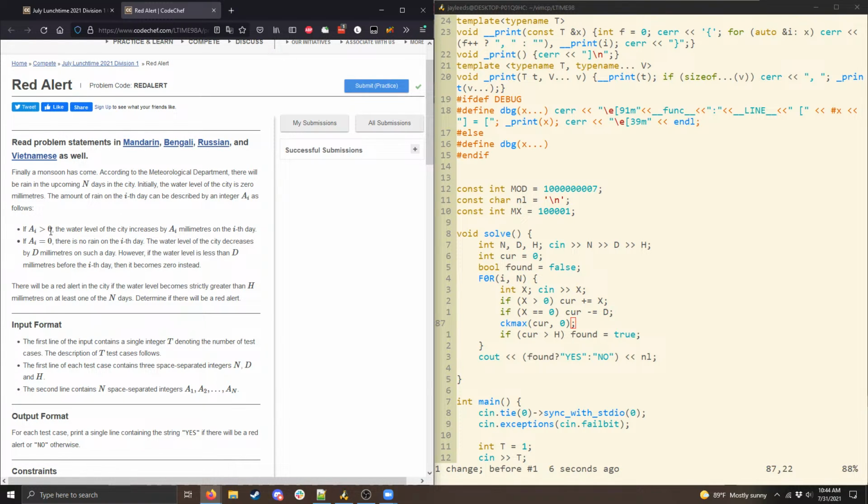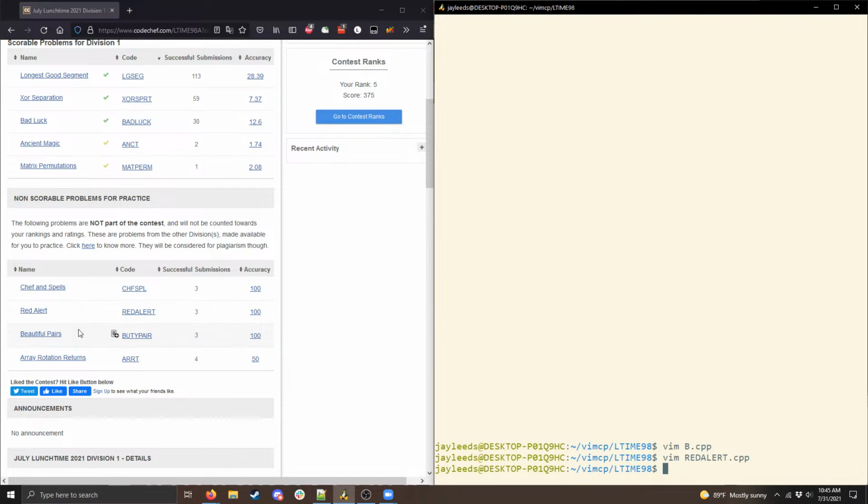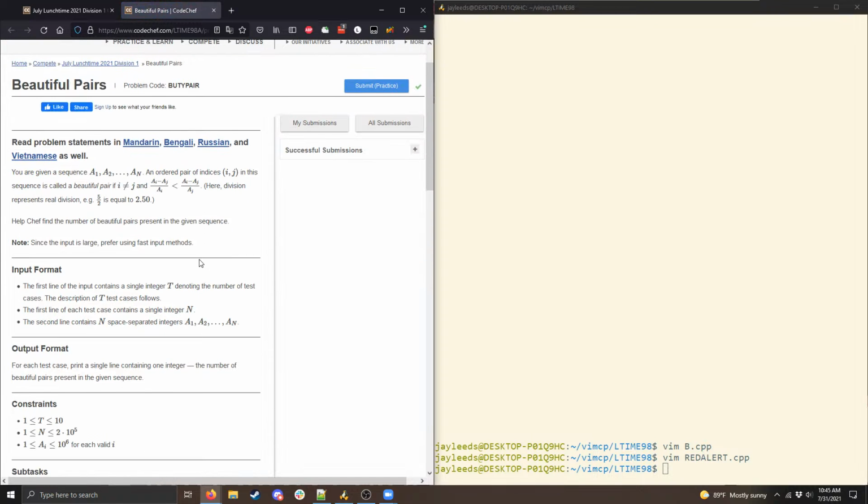Okay, cool. So let's move on to beautiful pairs. We're given a sequence a sub 1 through a sub n, and an ordered pair of indices i, j in this sequence is called a beautiful pair if i is not equal to j and this inequality holds. We need to find the number of beautiful pairs present in the given sequence.